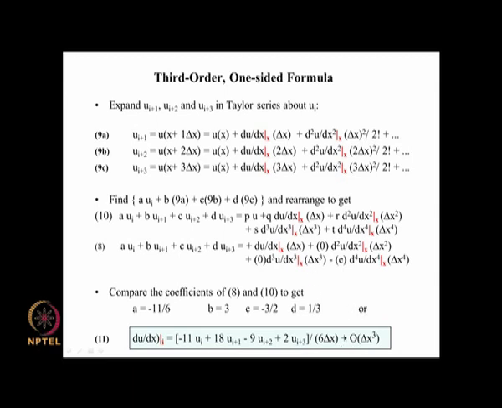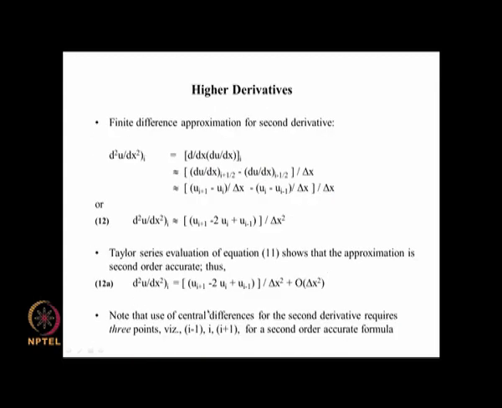And so, in a reverse way, we can find out the order of accuracy for any given finite difference approximation for any derivative. We can do that, and it is a fairly straightforward thing to do. So, Taylor series evaluation of equation 12 shows that the approximation is second order accurate, and therefore, we can write ∂²u/∂x² at i equal to (u_{i+1} - 2u_i + u_{i-1}) divided by Δx² plus terms of the order of Δx². So, this is a second order approximation for a second derivative.